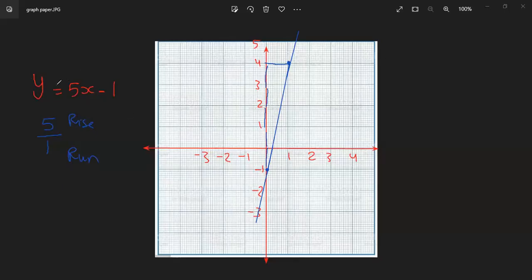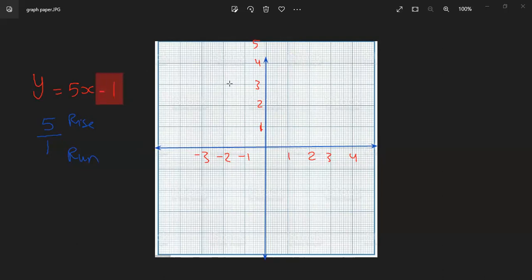Look at this equation, y equals 5x minus 1, sorry. I want to graph this relation without taking points, without writing x equals 1 and then checking the value of y, and x equals 2. So for this equation, y equals 5x minus 1, firstly, what is the y-intercept? The y-intercept is minus 1.